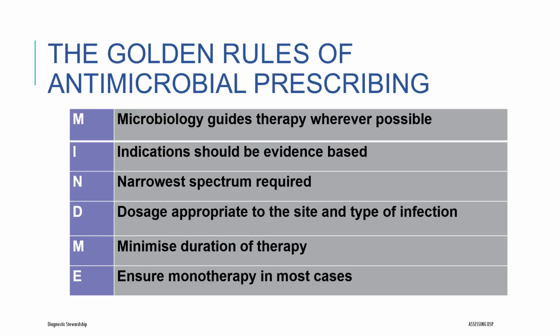Remember the golden rules of antimicrobial prescribing. In the mnemonic MIND ME, M stands for microbiology-guided therapy, I stands for indication should be evidence based, N stands for narrow spectrum required, D stands for dosage appropriate, M stands for again minimize duration of therapy, and E to ensure monotherapy. So remember this mnemonic as the golden rules of antimicrobial prescribing.